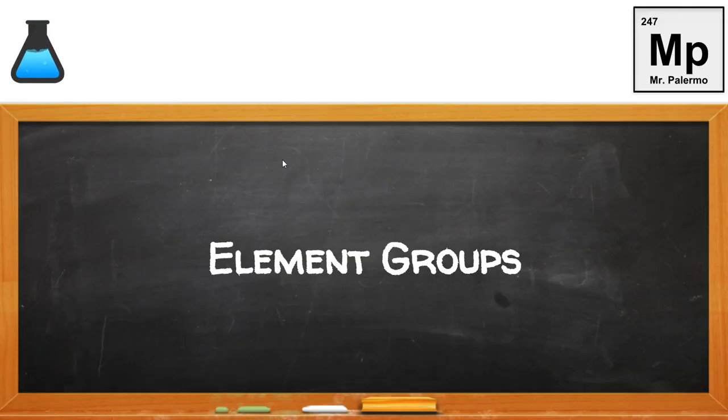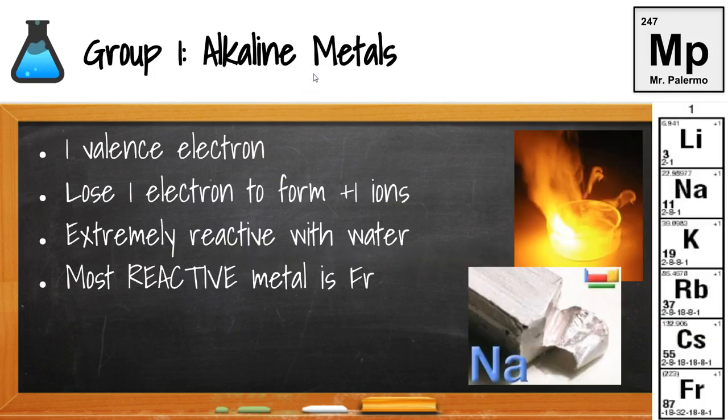So now let's look at the element groups. Group 1, which are these elements here on the periodic table, are called the alkaline metals. If you look at the electron configuration, they all have one valence electron. They all form +1 ions by losing one electron. They're all extremely reactive with water, and as we go down the group, they get more and more reactive, with francium being the most reactive.